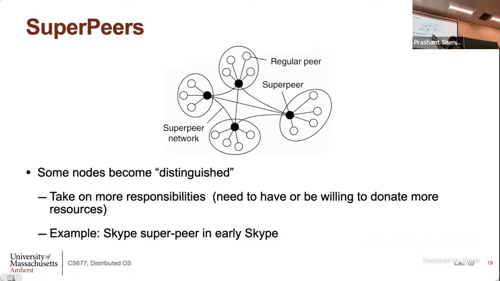Okay. And the white circles are regular peers. Now, every peer in the system is going to store content like previously. But only the super peers participate in the lookup, because lookup is where a lot of processing goes. There are lots of requests and you have to keep asking every node. There's no centralized directory saying who has this file.